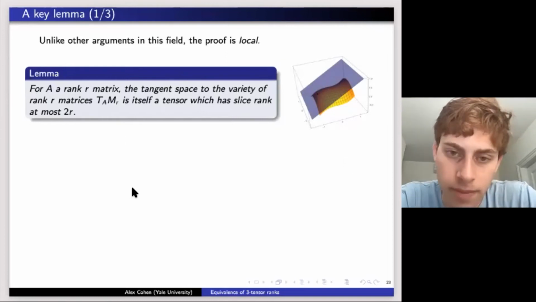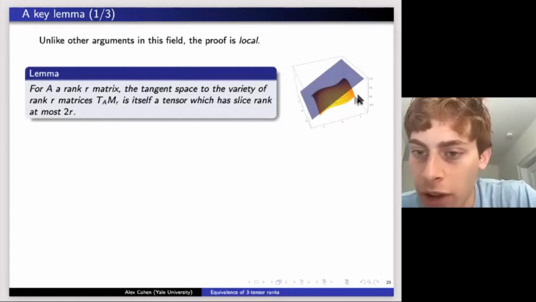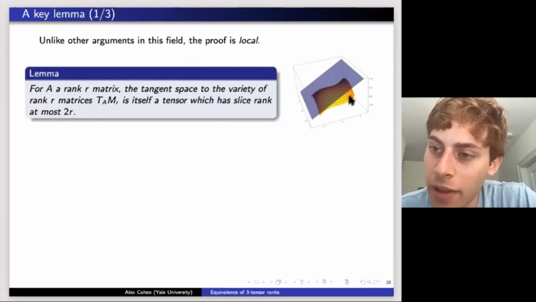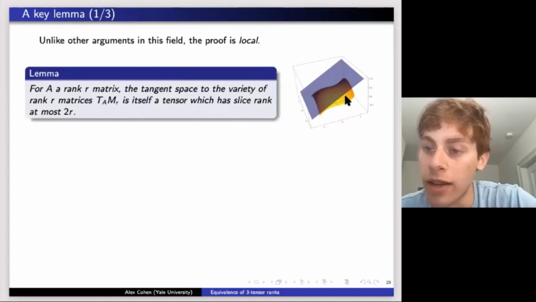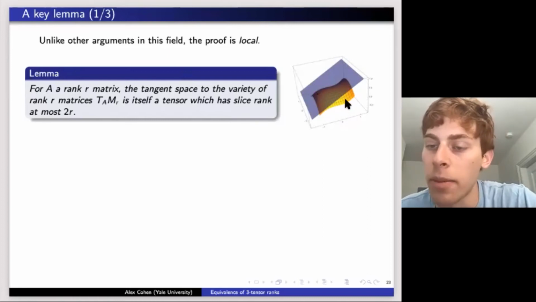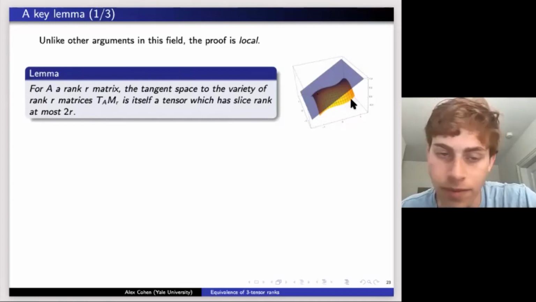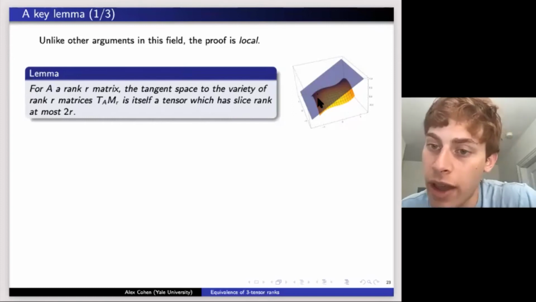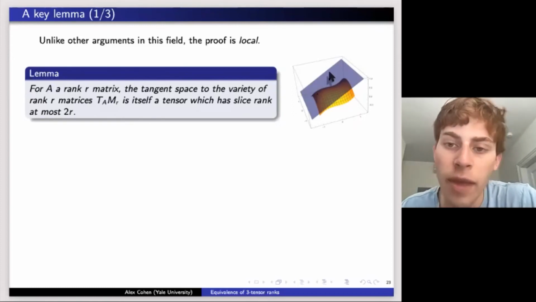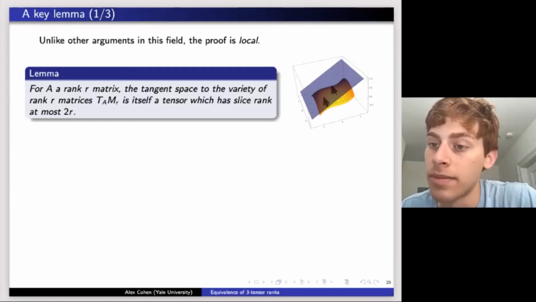Okay, so there's a bunch of words. I'm going to try and explain it. This is a little cartoon on the right. This yellow thing is like a cartoon for the variety of rank R matrices. So the ambient space is all of the possible n by n matrices, and the yellow part is the matrices that have rank, I don't know, 3. Then this black point is some particular rank R matrix A, and the blue subspace is a tangent space to the rank R matrices at A.